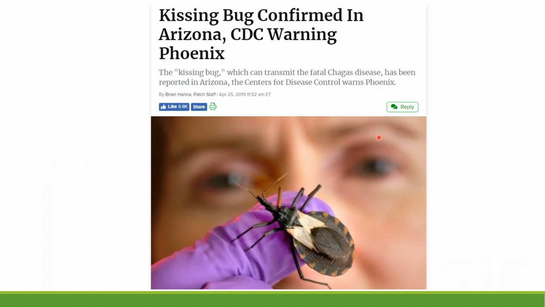This Chagas disease is something that is of some concern to us in Arizona. It can be transmitted through this organism here called a kissing bug. You'll find this particular bug in backyards all over the Arizona area. So far, it hasn't been a big issue as far as people getting bitten and receiving Chagas disease, but it's something that the CDC is definitely trying to keep their eyes on.